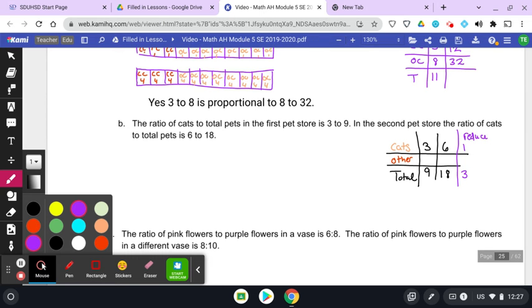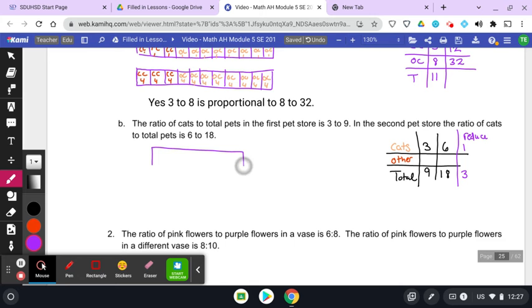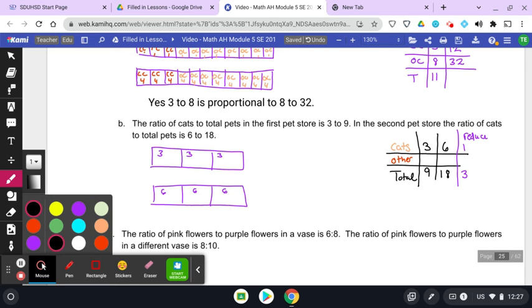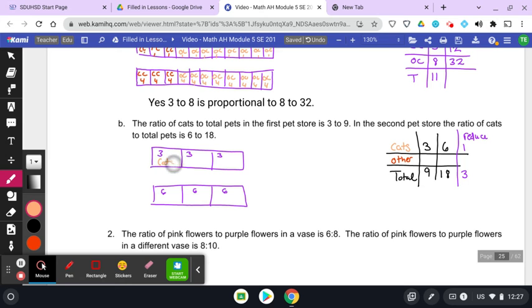This reduces to 1 to 3. So I know I need 3 total sections in each of my bar models. If I have a 9 total in the first one, then I know there's 3 in each section. If I have 18 total in the other one, I know there's 6 in each section. The first section represents the kitty cats, and the other 2 sections represent the other pets.